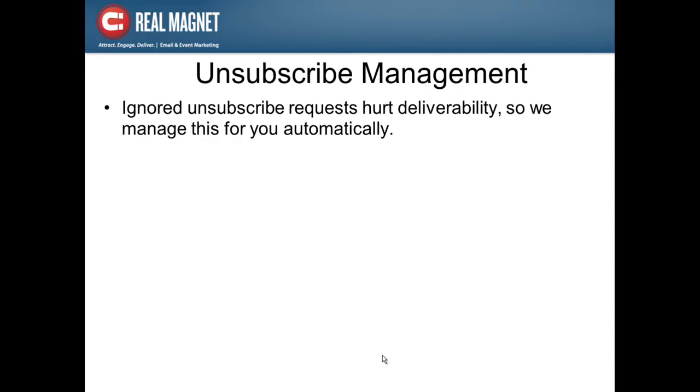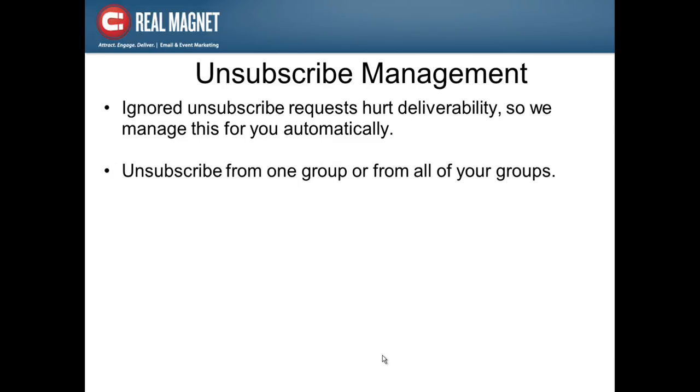Unsubscribe management. We mentioned this earlier. Ignored unsubscribe requests hurt deliverability, so we manage that function for you automatically. There's a law on the books. You may have heard of it. It's called CAN-SPAM. CAN-SPAM requires a working unsubscribe mechanism to be included with each and every email you send out. So we do that here automatically. That same law also requires you to honor those unsubscribe requests within 10 days. In Magnet Mail, if a user clicks on your unsubscribe link, that unsubscription happens immediately.